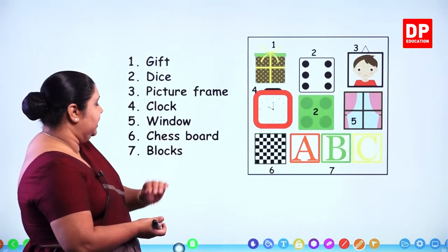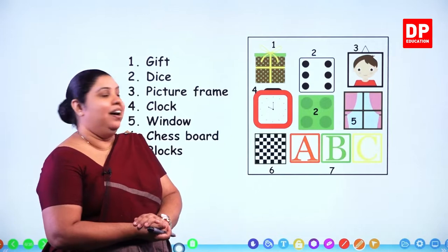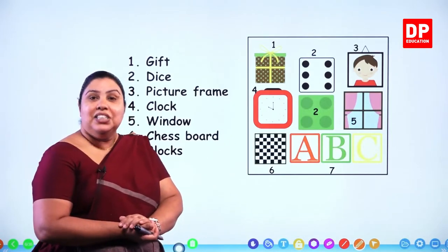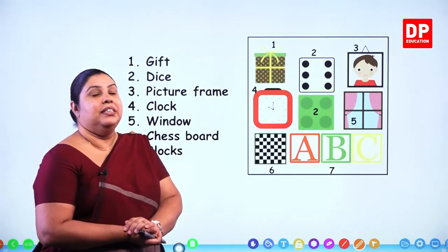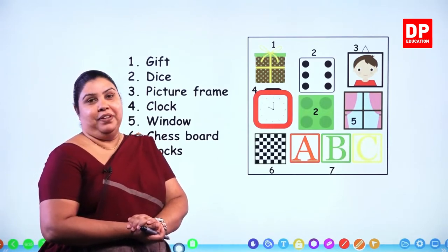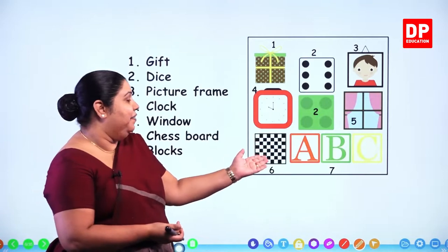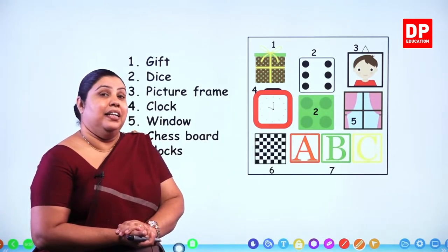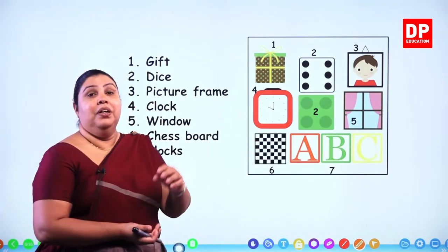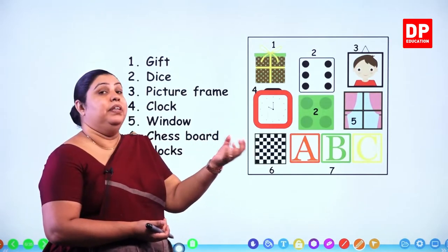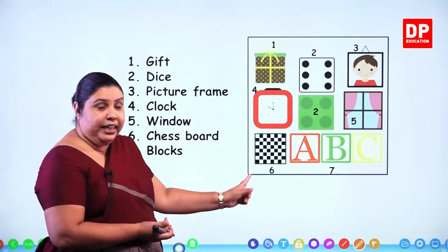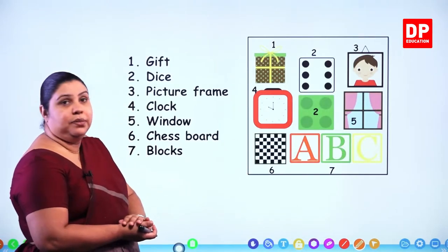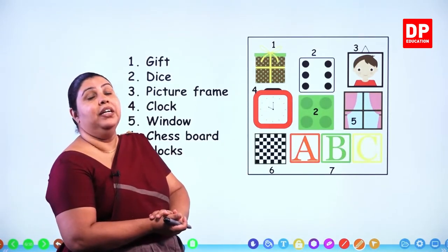Then number 6, chessboard. Here look at number 6. Chessboard. It's a game that you play. Right, so playing is fun. So here we have the chessboard. You can play chess with two of your friends, get together and you can play. So it's a board game. And here is the chessboard that is also in the shape of a square.